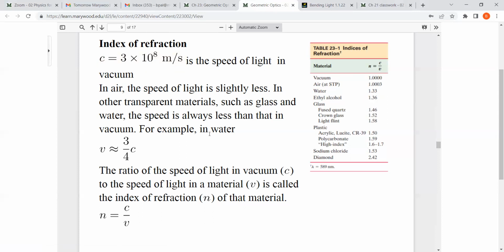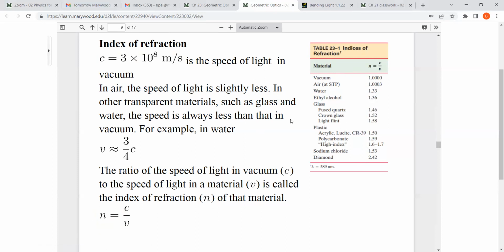Now here I give a table, and this table shows the index of refraction for different materials. For example, vacuum should be 1, because c divided by c is 1. In air, it's slightly greater than 1. Why is it slightly greater than 1? Because v is slightly less than c. That's why n is slightly greater than 1.